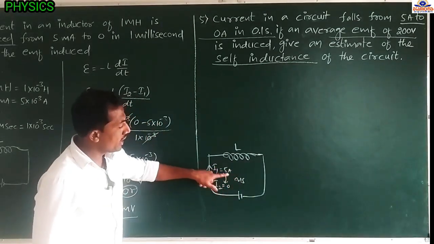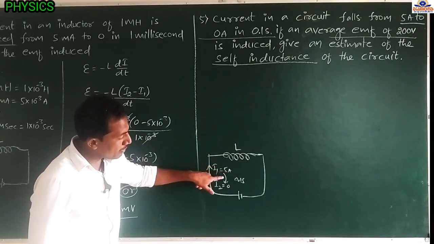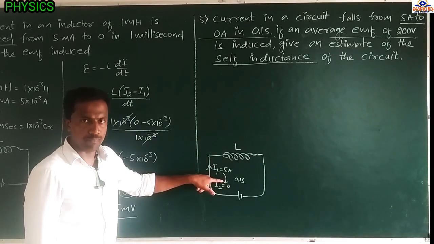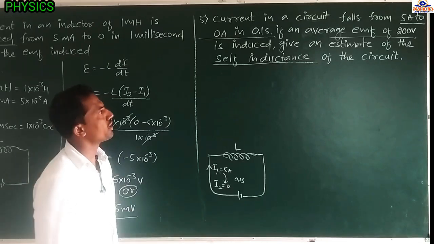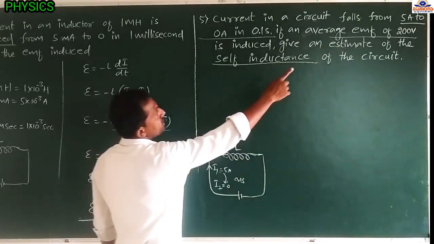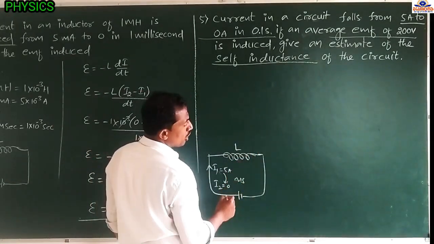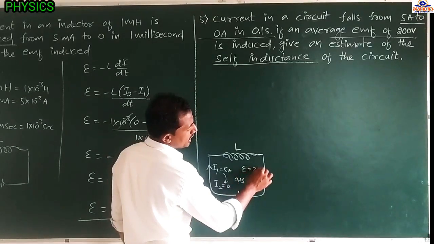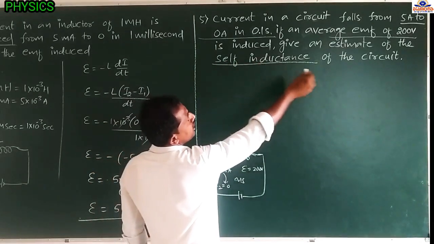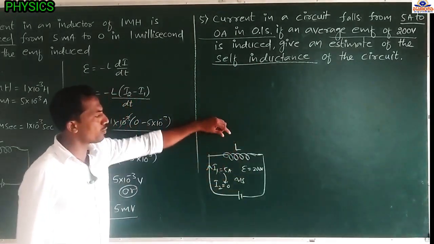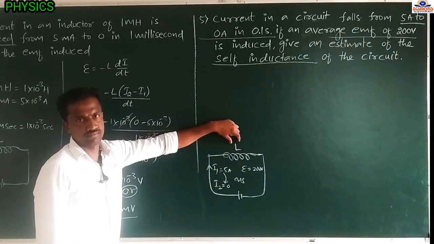In 0.1 second the current value goes from 5 ampere to 0 ampere. And an EMF is induced; EMF develops in the circuit. How much EMF is developed? E equals 200 volt. We are calculating the self inductance of a circuit, which means we are calculating the L value here.